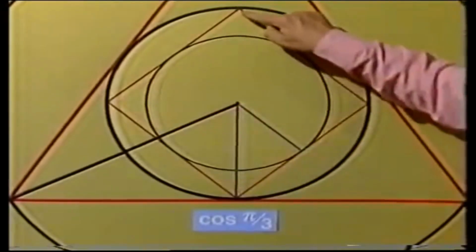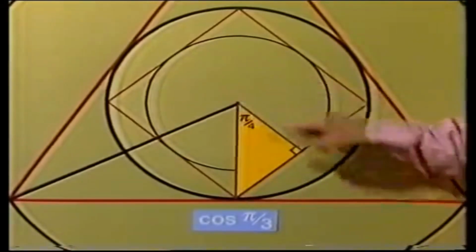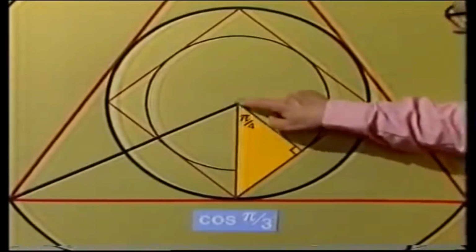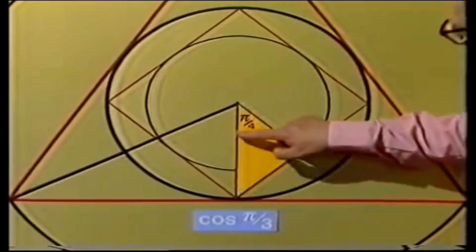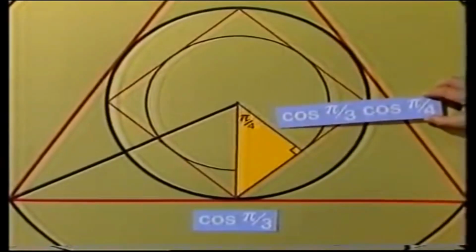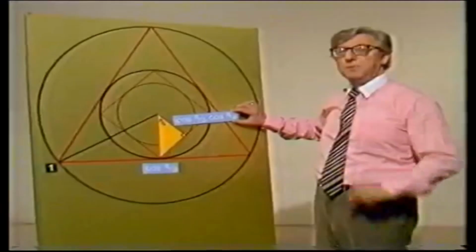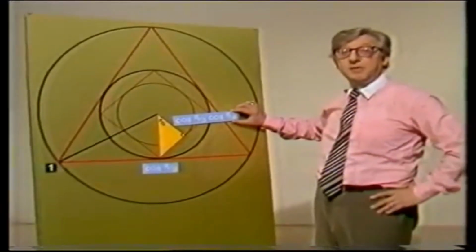Now, the next polygon is a regular four-sided figure, so its internal angle will be pi by 4. So this right-angled triangle tells us that the new radius will be cos pi by 3 times the cosine of pi by 4. That is, cos pi by 3 times cos pi by 4. Looking at the next polygon will be enough to determine the sequence.